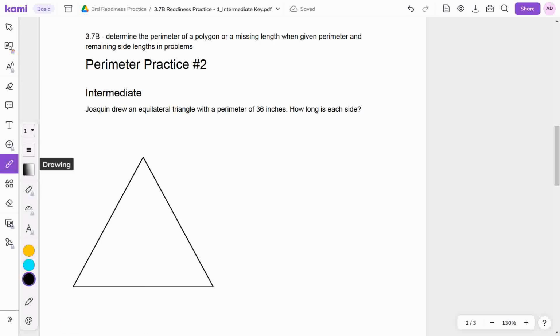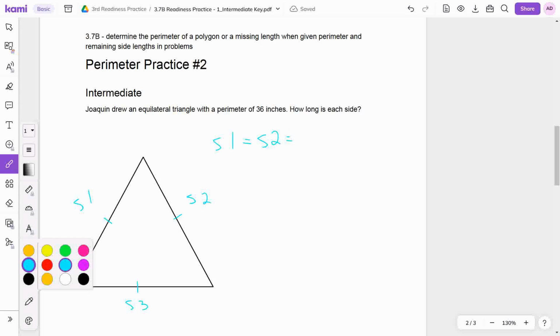So what do we know about this triangle? It's 36 inches. So what we know about an equilateral triangle is that each side is actually the same length. So this is side 1, this is side 2, this is side 3, and with an equilateral triangle we have equal sides and equal angles. So side 1 equals side 2 equals side 3.